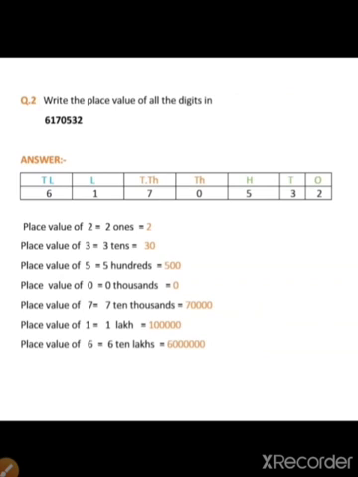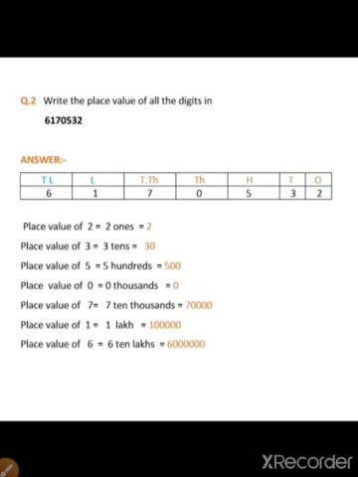Students, this is the next question. Question number 2. Write the place value of all the digits in the given number 61,70,532. So the answer is shown here. First we have to draw the place value chart and fill in the digits as you have seen in question number 1. Now we have to see from the right side to the left side.